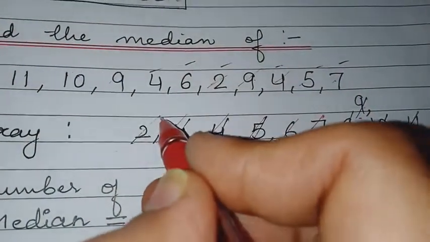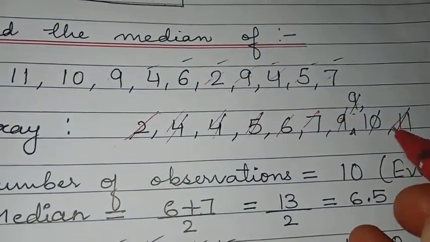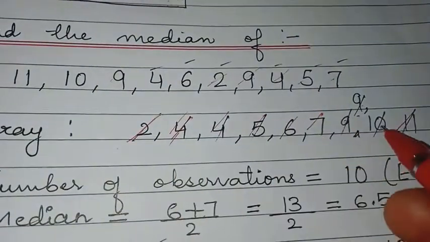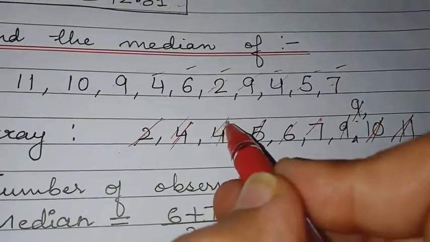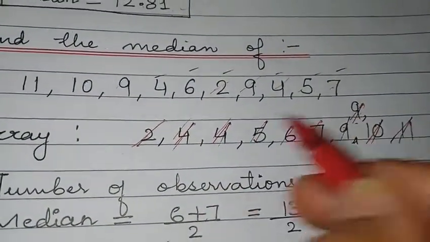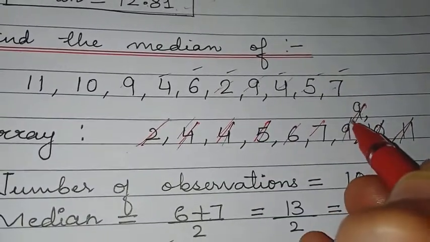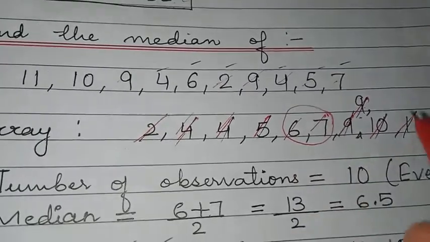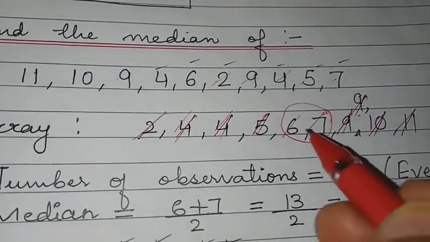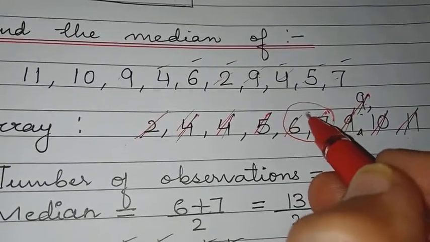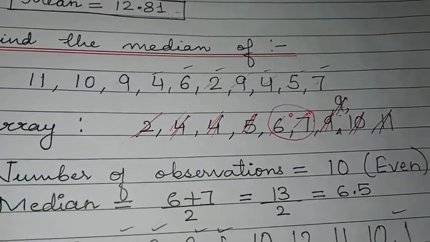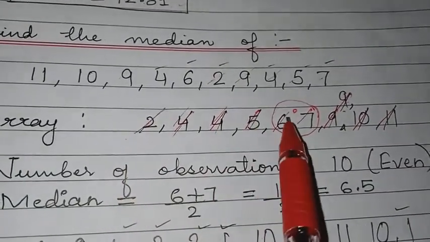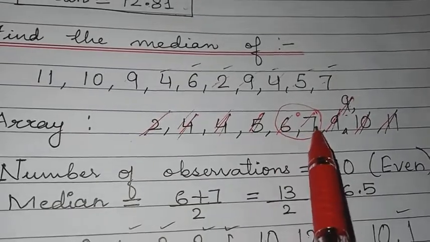Cancel from here 2, from here 11, from here 4, from here 10, from here again 4 and this line, from here 5 and again this line. Now these two mid values are left, 6 and 7. There should be one more mid value here which is not there. So you can see 6 and 7 are left.